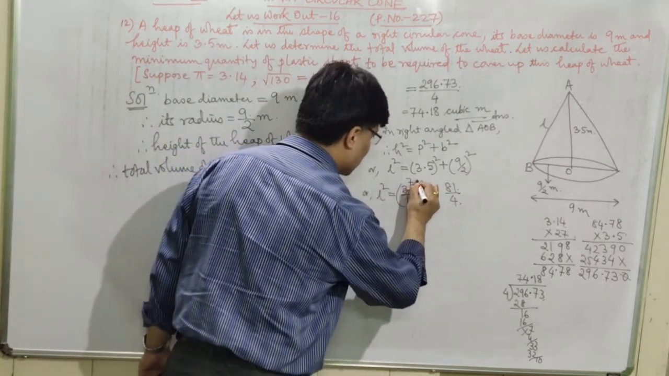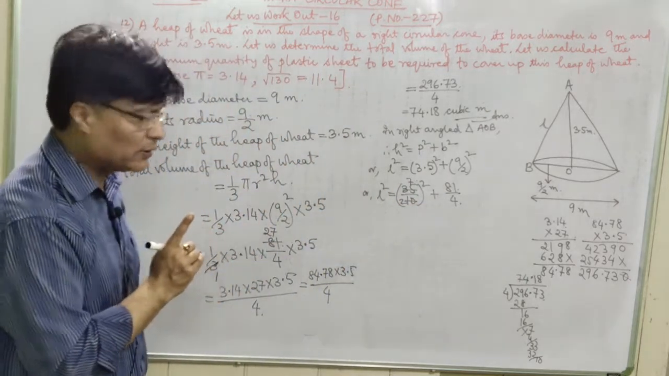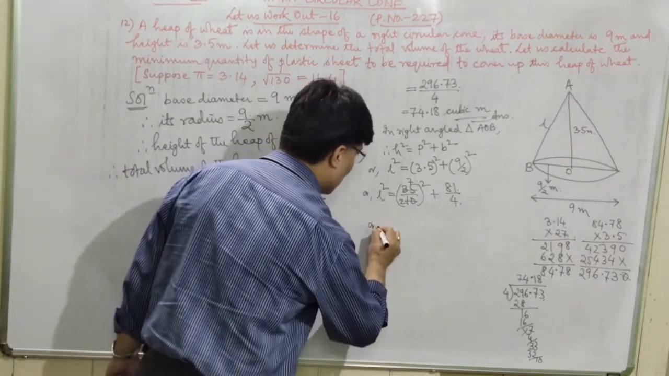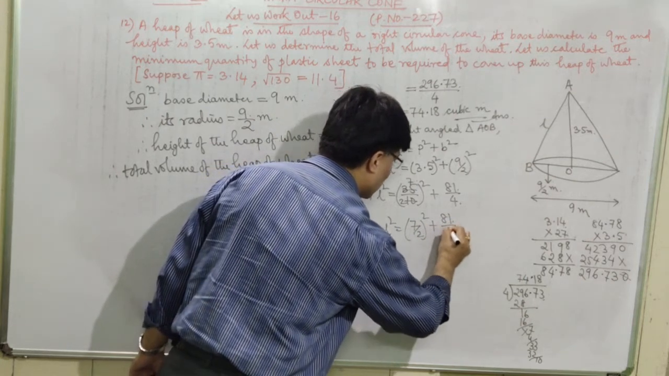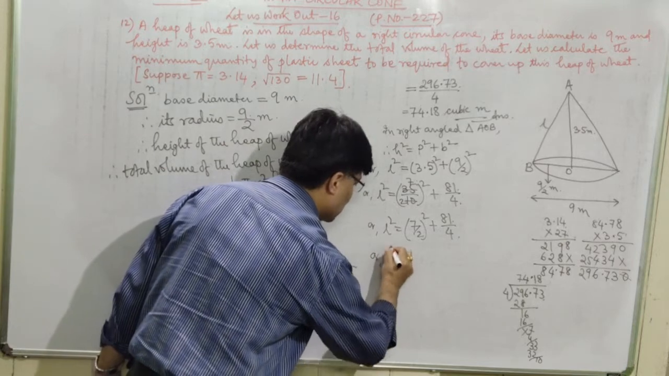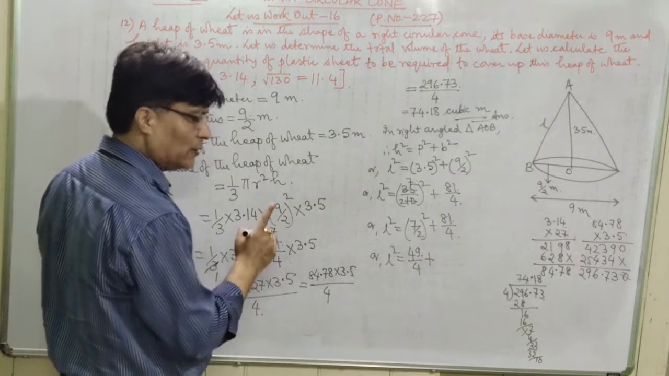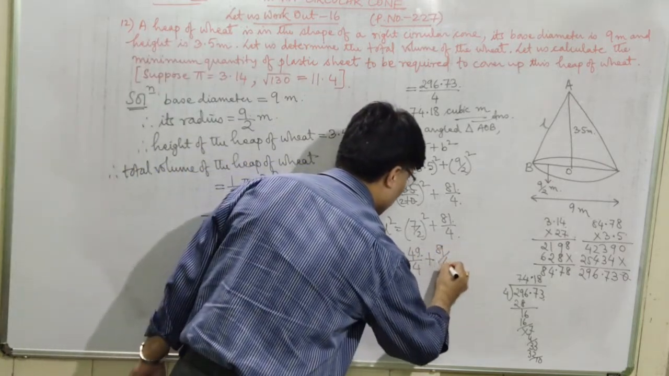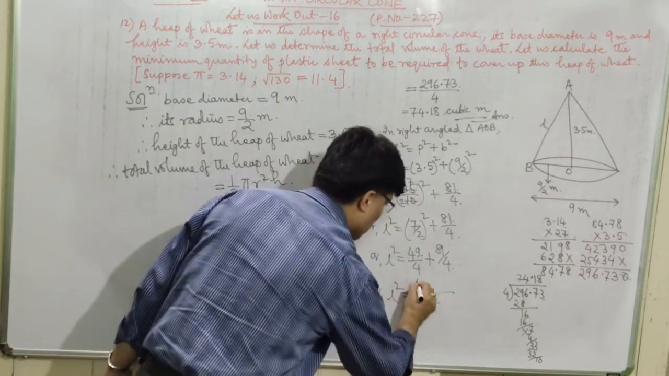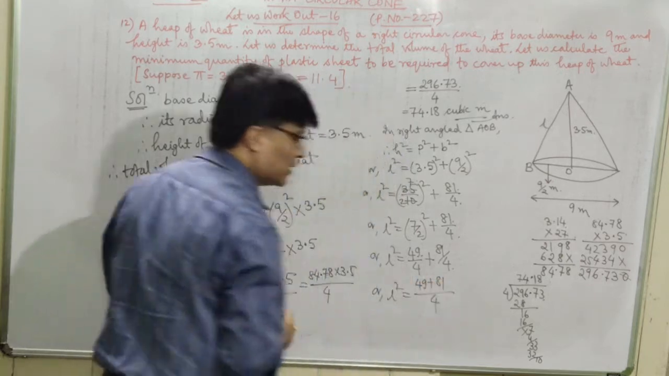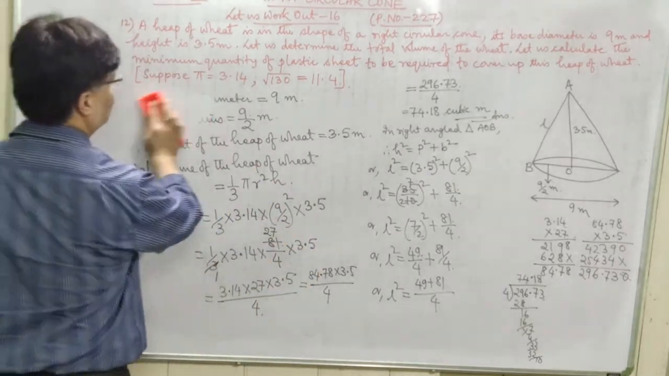So 5 sevens are 35, 5 twos are 10. Is that clear? 35 by 10 can be cancelled by 5. Or L square is equal to 7 by 2 whole square plus 81 by 4. Or L square is equal to 49 by 4, that is 7 whole square is 49, 2 whole square is 4, plus 81 by 4. Or L square is equal to, what's the LCM? LCM is 4. It is 49 plus 81, right? So let us calculate it again. What is L square now?